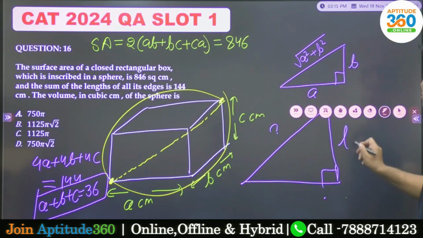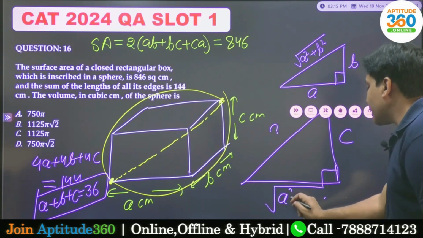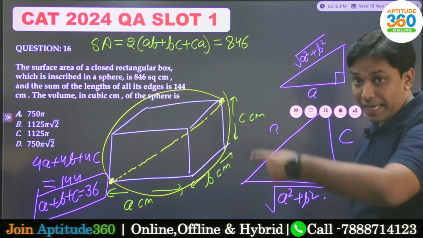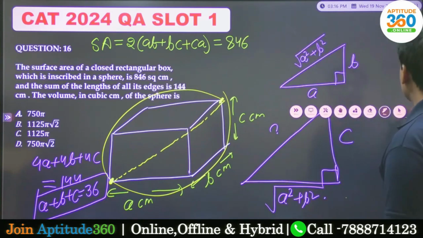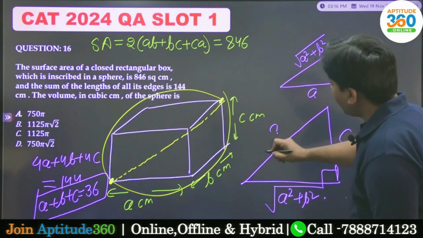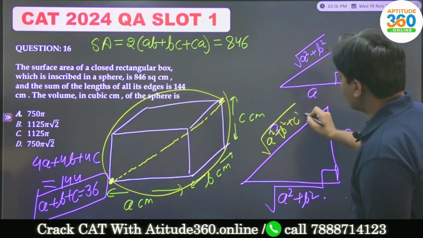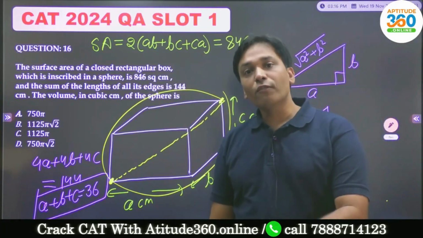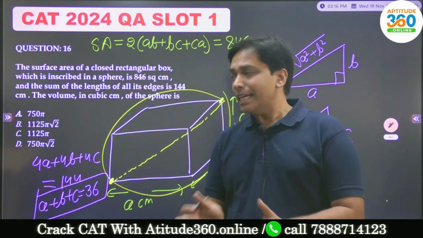Now, one dimension is the height and the other dimension is the length of the diagonal of the base, right? And if you simplify this, what are you going to have? You are going to have the square root of a square plus b square plus c square. That is going to be the length of the largest diagonal of a rectangular solid. We need to know this, right?